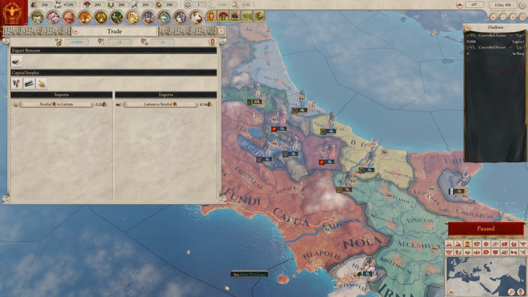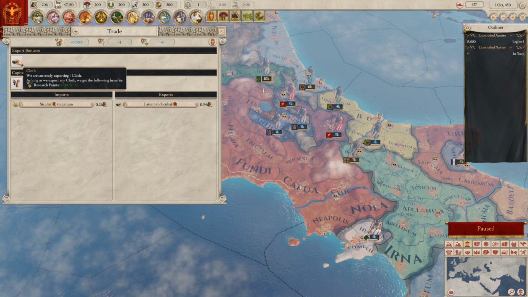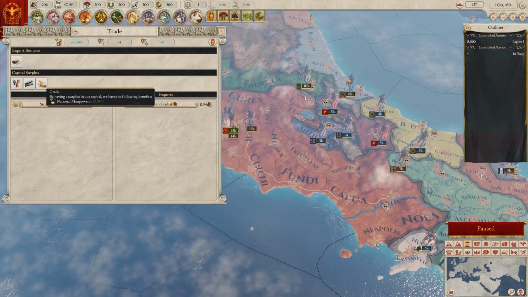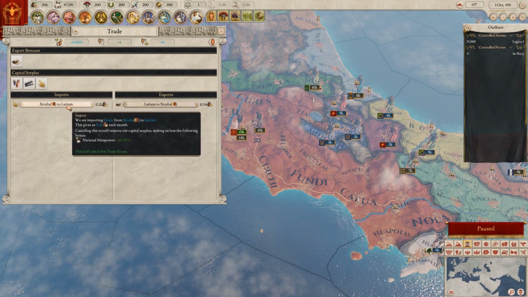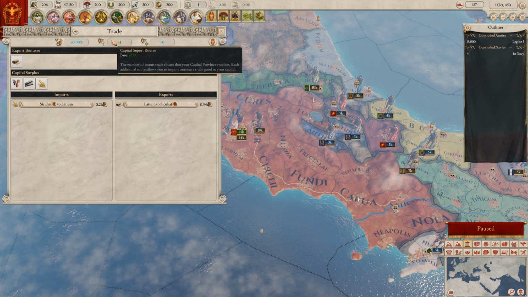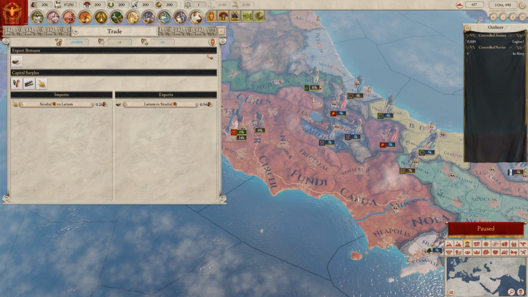If you take a look at the trade overview, you can see the bonuses we're currently getting from exporting. You can see the bonuses we have in the capital from surpluses. You can tell any imports or exports that's going on. And you can also see some effects to your nation here.